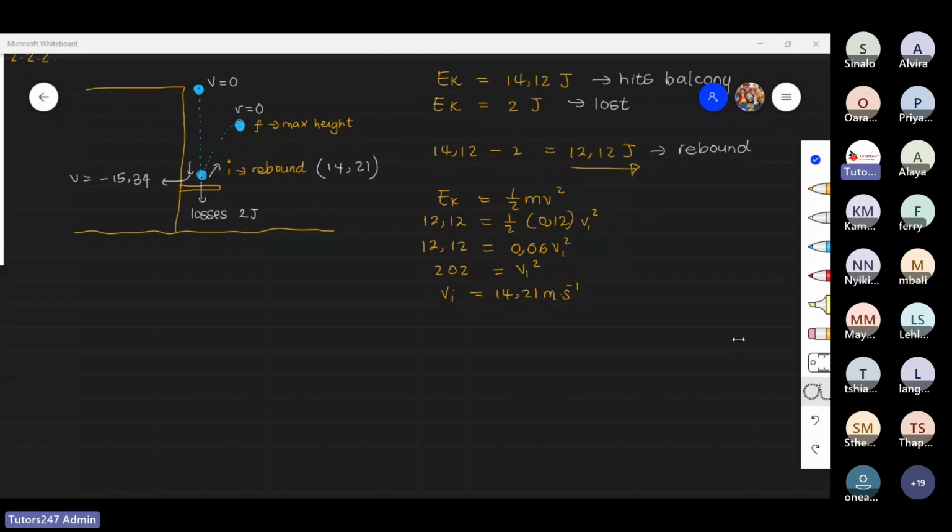Okay, so if we were not told that 2 joules of energy was lost, can we assume that the velocity of the ball when it reaches the balcony is the velocity when it rebounds? I would suggest don't assume it unless otherwise stated. So if they state that the velocity with which the ball hits the ground is the velocity with which it leaves, then you can assume that and proceed.